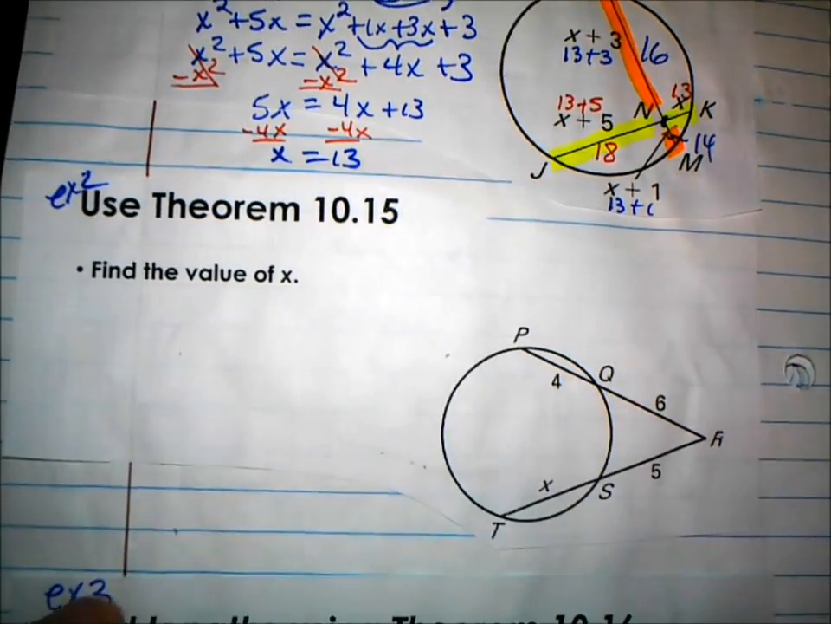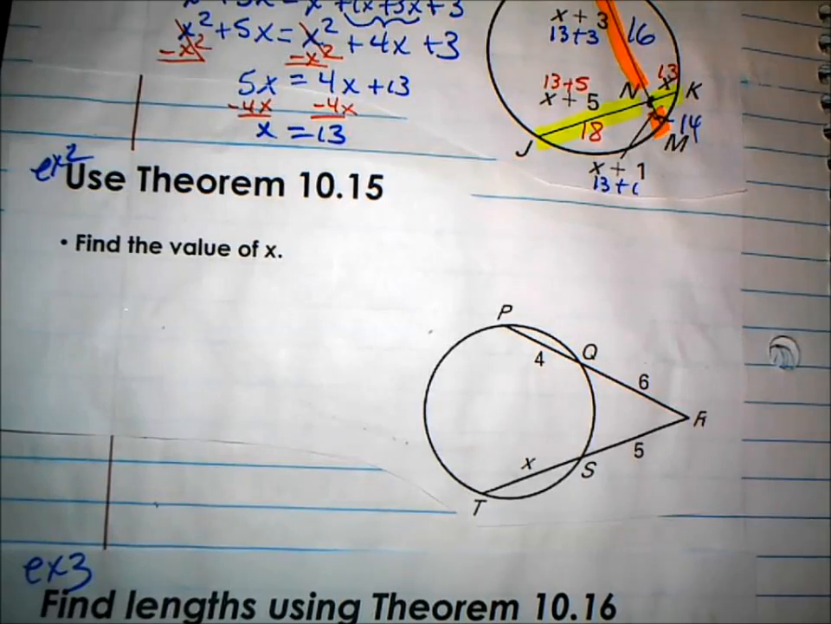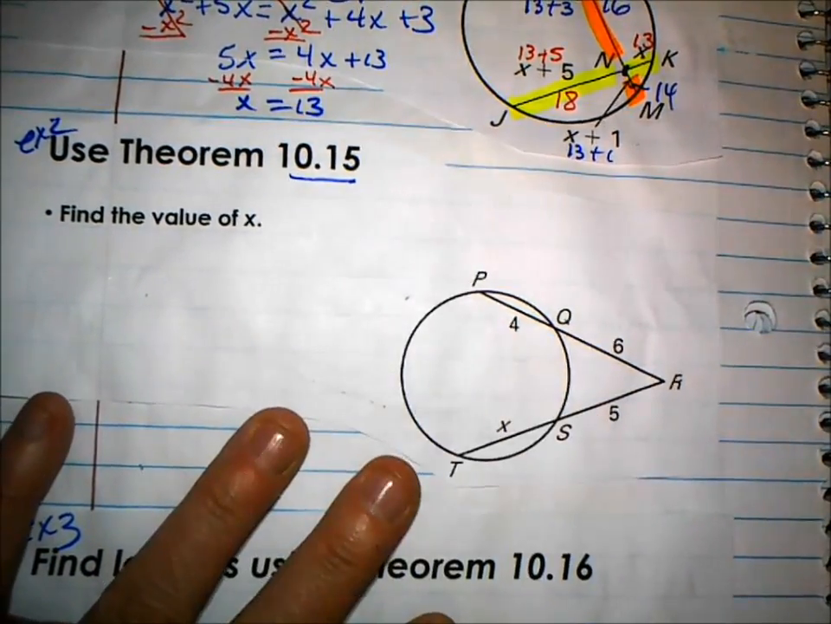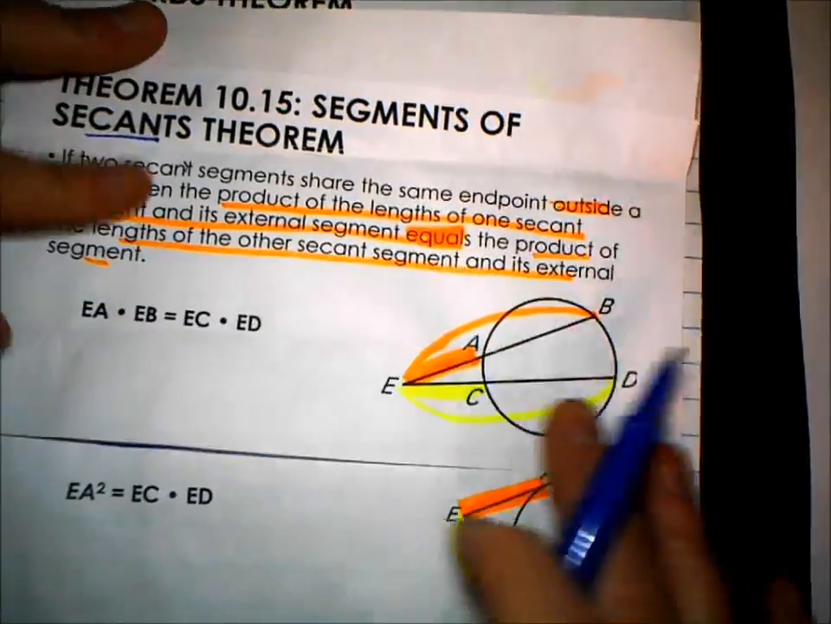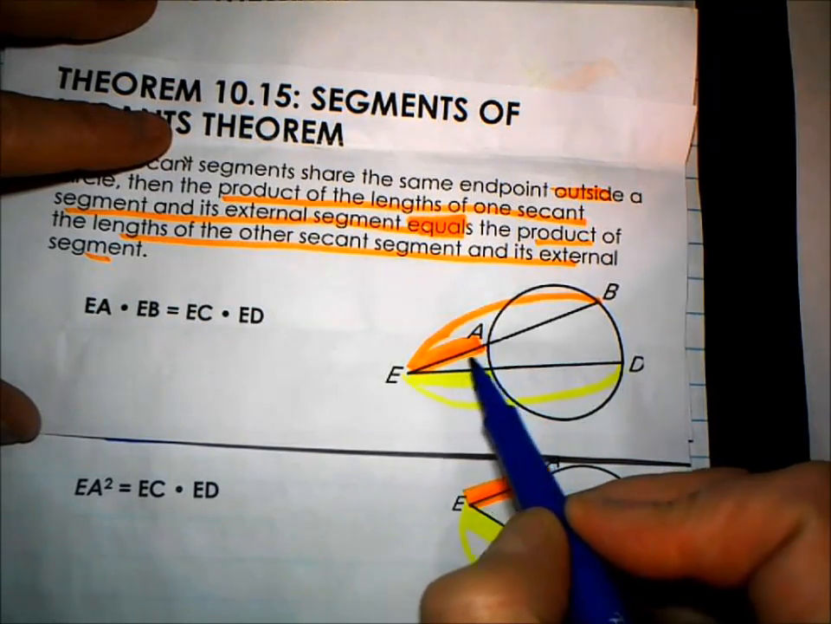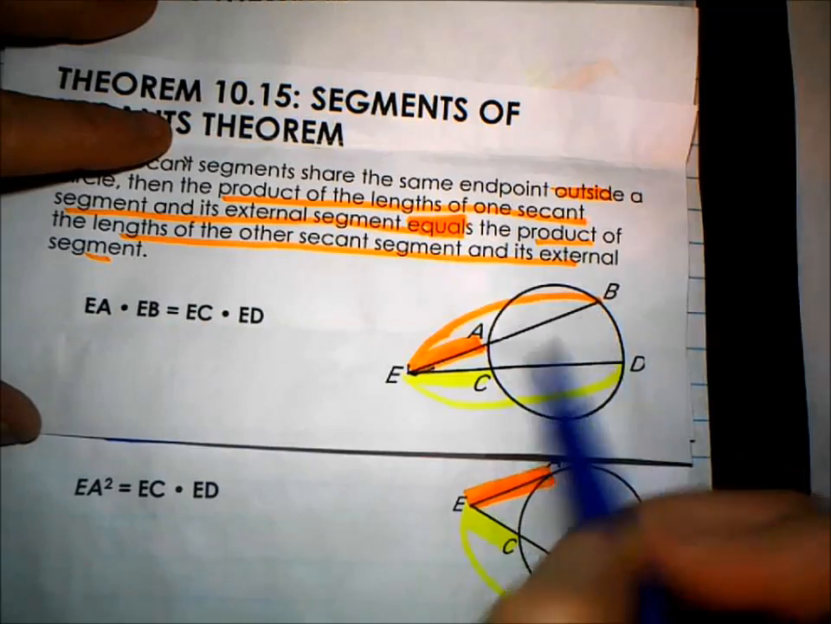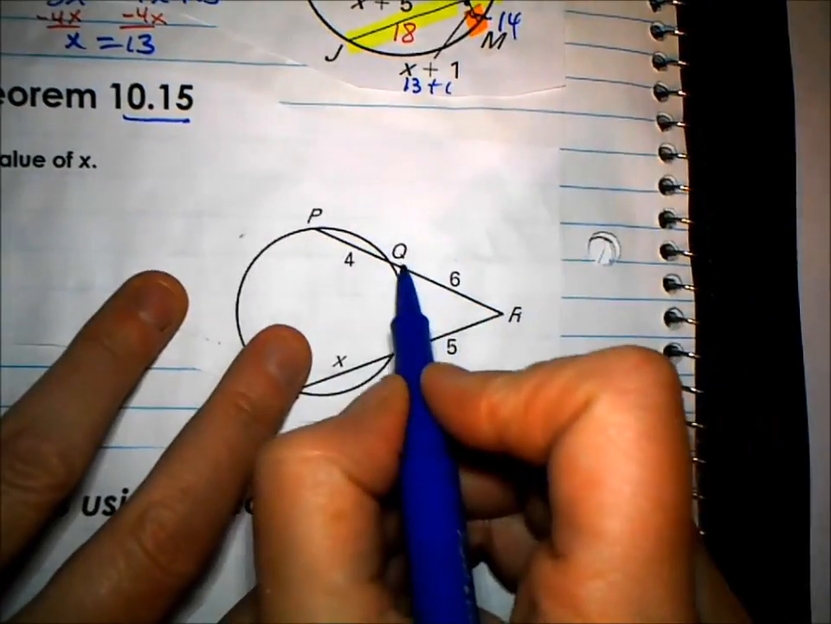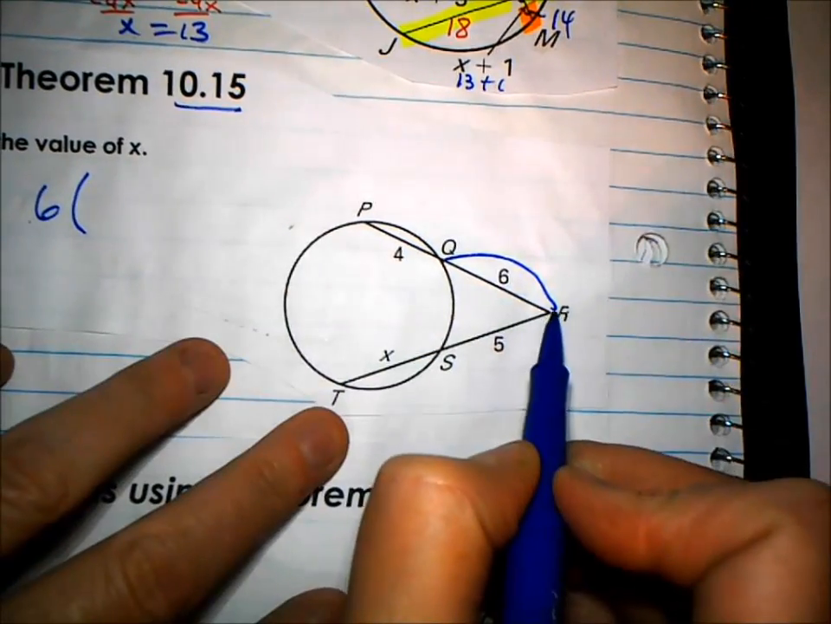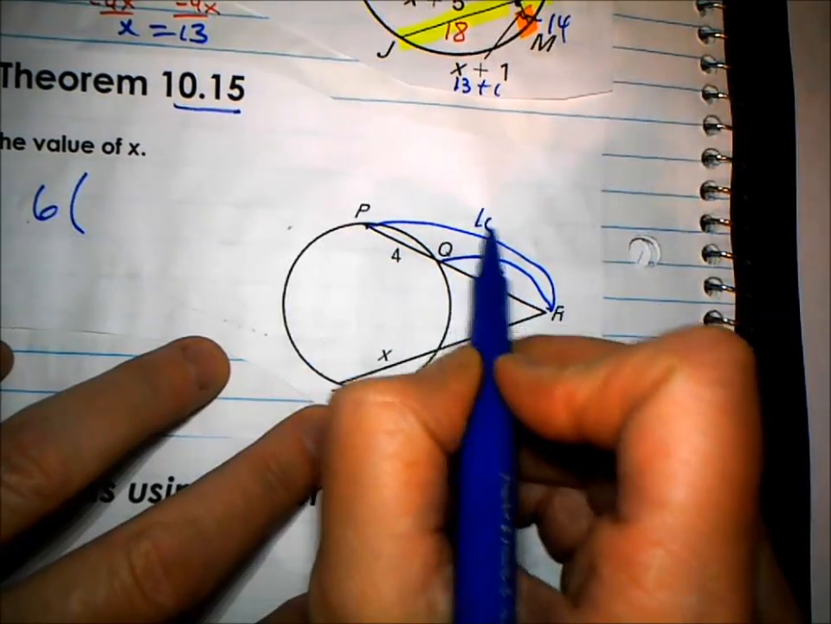Okay, on example 2, here I have two secants, and this is referencing theorem 10.15 with the two secants. Remember, it tells you we're going to take the outside secant, the external secant, and multiply it times the entire length on both of those. So if I look at the outside, I have 6, and the entire length is 10.